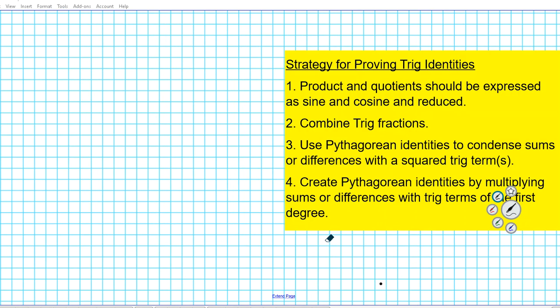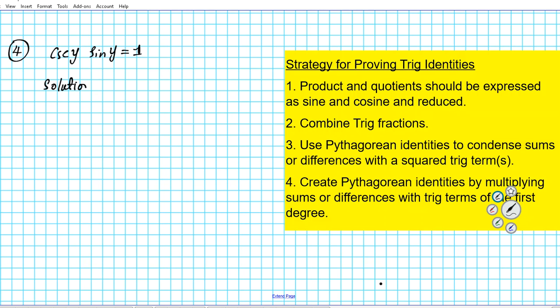Alright, so for question number 4, the task is to prove the identity that cosecant y times sine y is equal to 1. Alrighty, let's go ahead and do it.